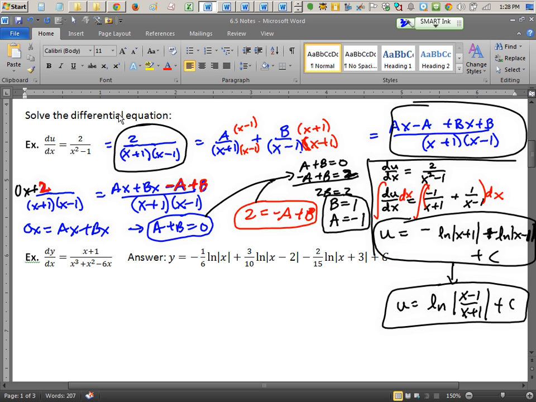So the first thing I notice is that dy dx is going to be x plus 1 over, and then this factors into x times x plus 3 times x minus 2. That's how you factor the denominator. You take out an x, and then it factors into x plus 3, x minus 2. Okay, so I believe that this is going to be a over x plus b over x plus 3 plus c over x minus 2. See?